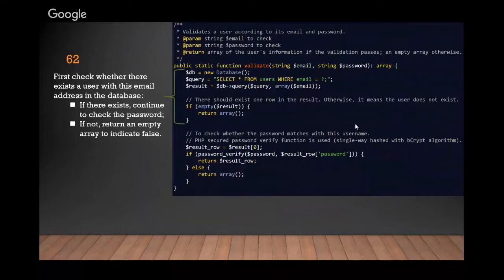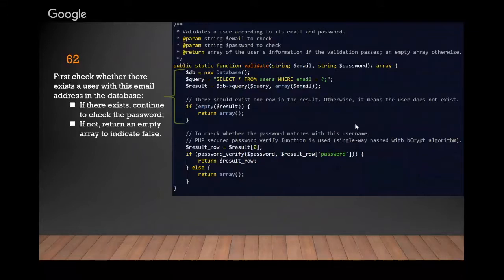So basically, we will first try to check whether the email address exists or not. If the email address does not exist, that means that this user has not signed up yet. And if the email address is there, that means that there is such a user. Later we also need to check whether the password is correct or not. So when you instantiate a new database and you have a query, you ask the database to query this string, according to the email address.